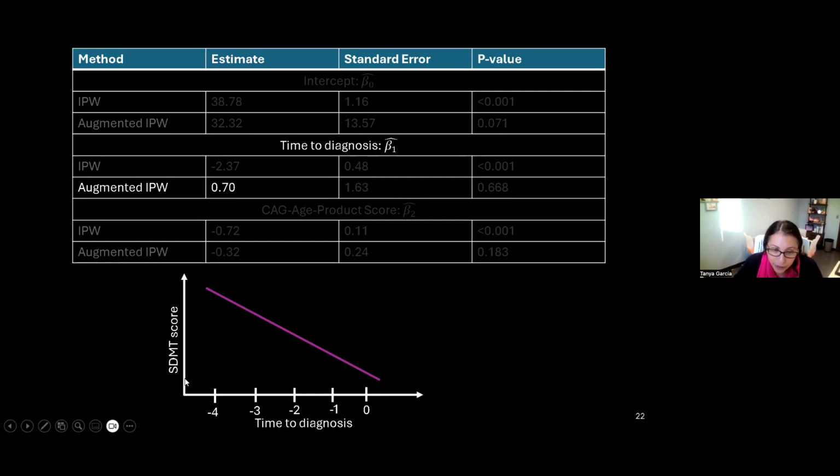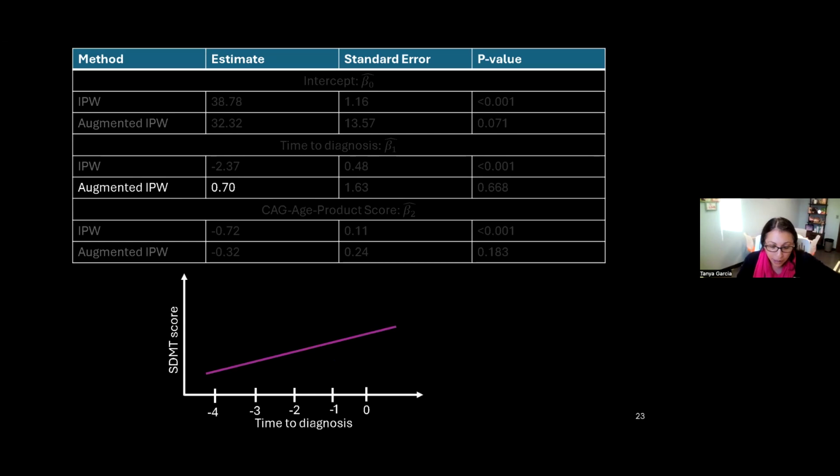So this SDMT score, the higher your score is, the more cognition you have, the lower means you're losing cognition or you have cognitive impairment. So we were expecting to have this negative slope relationship, but our results are showing a positive slope relationship. It's saying that your cognition improves as you get closer to diagnosis, which makes no sense.